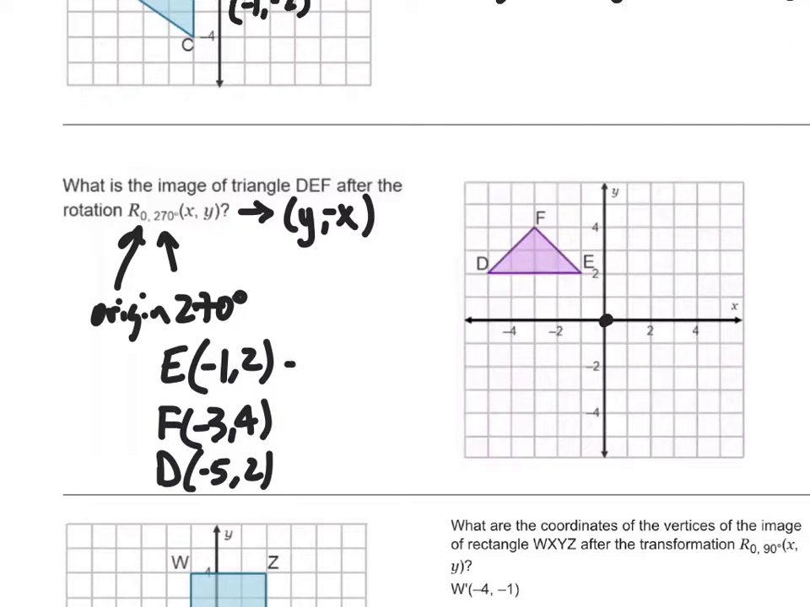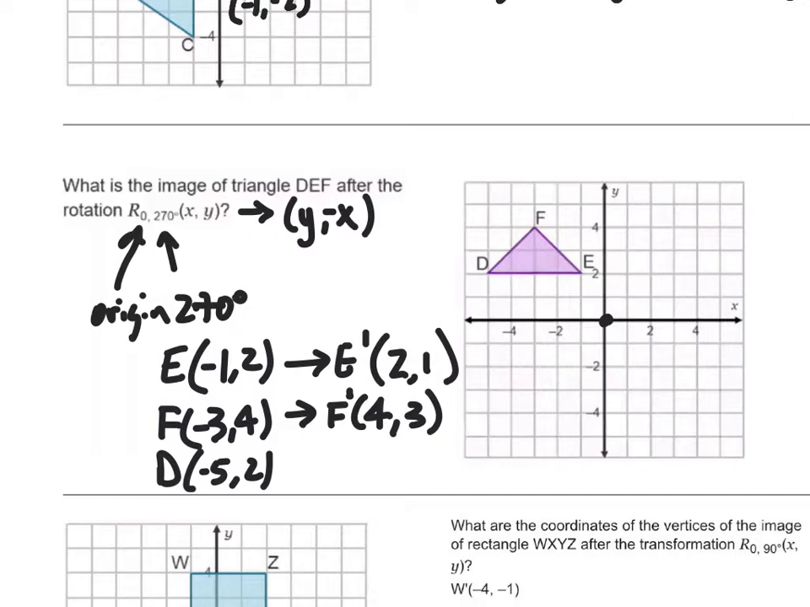After I translate these to get E prime, my new one, I want to switch my X and Y values. So I get 2 and make my new X value opposite, so that's going to be 1. To get F prime, I want to switch my values, so I get 4 and then +3. Make your last one positive. For D prime, we're going to get 2, +5. So let me plot those points. E prime is the point 2, 1, and then we've got 4, 3.